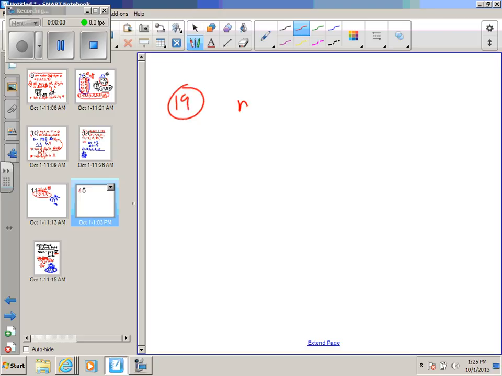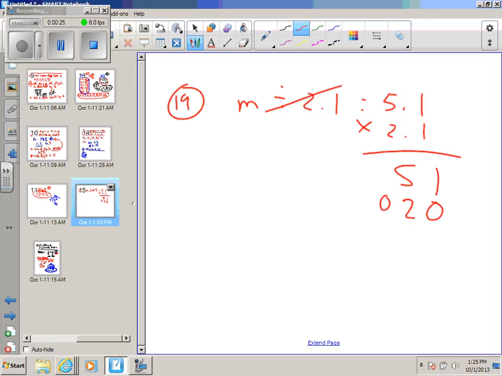19. M divided by 2.1 is going to equal 5.1. The opposite of dividing by 2.1 is going to be what? Multiply by 2.1. 1 times 1, 5, drop the 0, 2 and 10, 1, 7, and how many decimals? Therefore, 10.71.